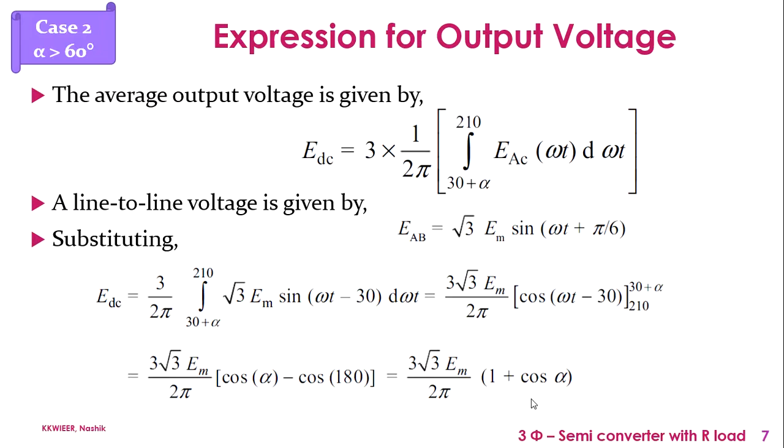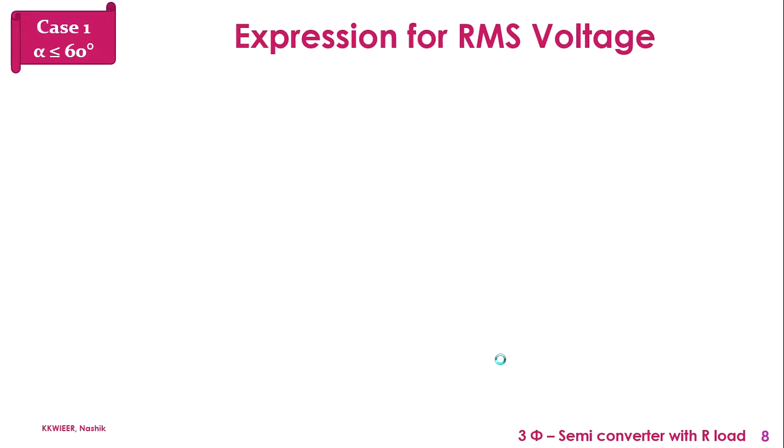Hence from both the cases we can observe that the average output voltage for alpha ranging from 0 to 180 degree is same. The equation for case 1 and case 2 is same. Now we will see expression for RMS voltage.